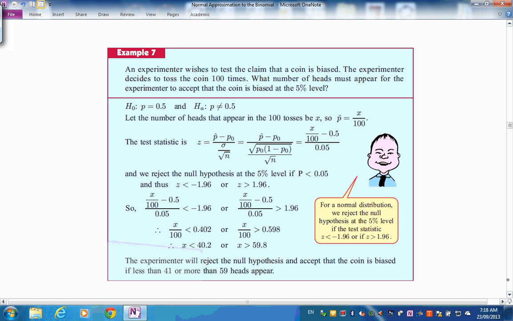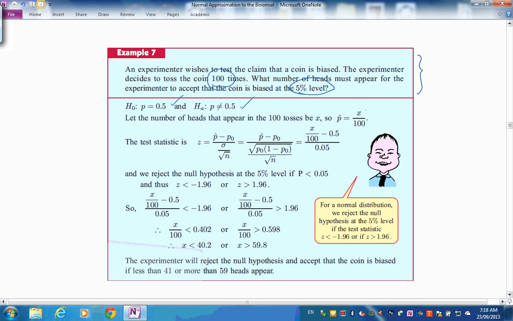Well, of course, all the normal distribution stuff's going to come up again. And here we go, testing whether a coin is biased. The experimenter decides to toss the coin 100 times. What number of heads must appear for the experimenter to accept that the coin is biased at the 5% level? So here we are. The null hypothesis is that the proportion of heads is a half. The alternative hypothesis is that it's not.